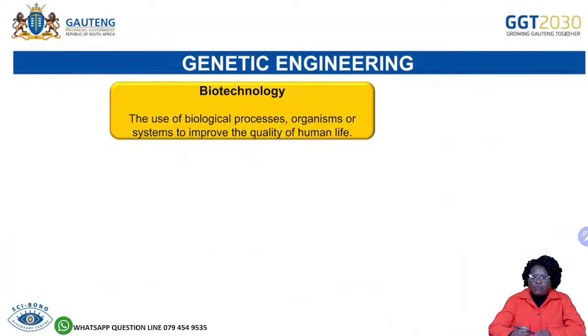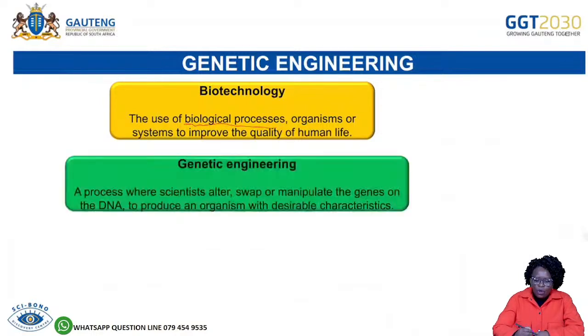This is a very wide topic. We are going to look at what we call biotechnology. If you look at the definition, you need to be very careful with definitions. The definition of biotechnology is the use of biological processes, organisms, or systems to improve the quality of human life.